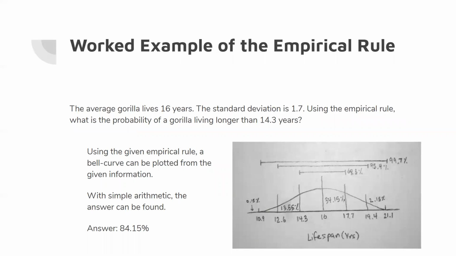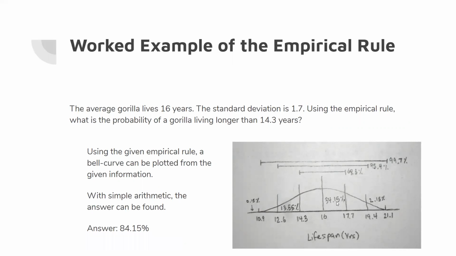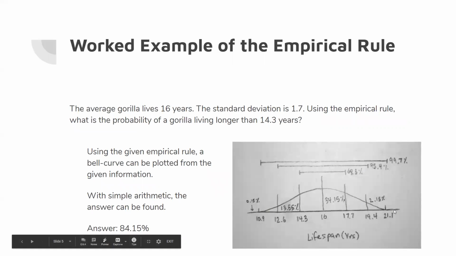A worked example of the empirical rule. The average gorilla lives 16 years. The standard deviation is 1.7. Using the empirical rule, what is the probability of a gorilla living longer than 14.3 years? So below, 14.3 falls within that distribution right here. To solve this problem, you add 34.15 in this region, 34.15 in this region, plus 13.55, plus 2.15, plus 0.15. That will add up to 84.15%.